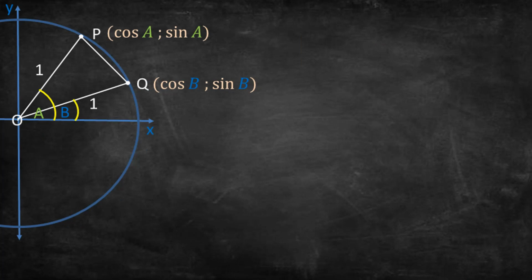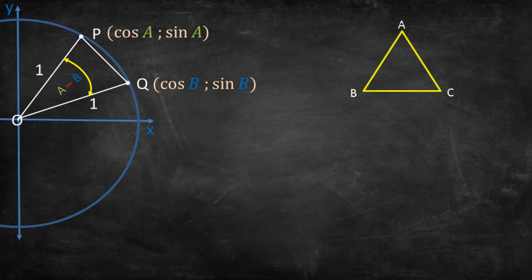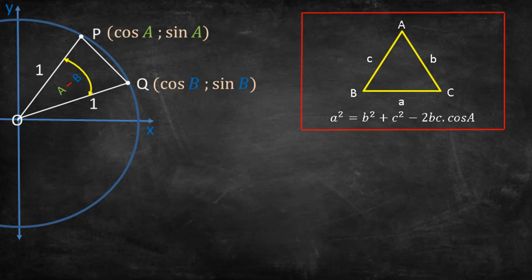Before we continue with the rest of the proof, you should note that inside triangle POQ, angle POQ is equal to A minus B. We now want to set up a second equation for PQ squared, but this time using the cosine rule. Recall that the cosine rule says, in triangle ABC with sides small a, small b, and small c respectively, a squared is equal to b squared plus c squared minus twice bc times the cos of A. So let's use the cosine rule to find another equation for PQ squared.